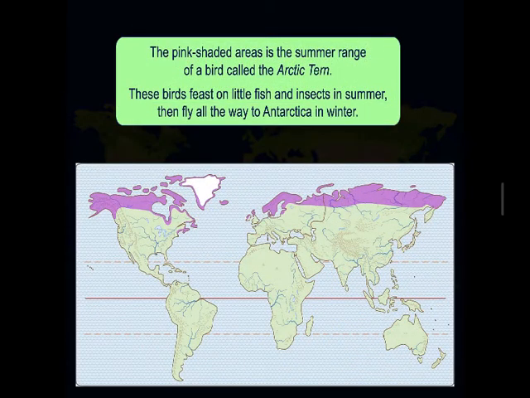The pink shaded areas on this map represent the summer range of a bird called the Arctic tern. These birds feast on little fish and insects in summer. Then they fly all the way to Antarctica in winter.